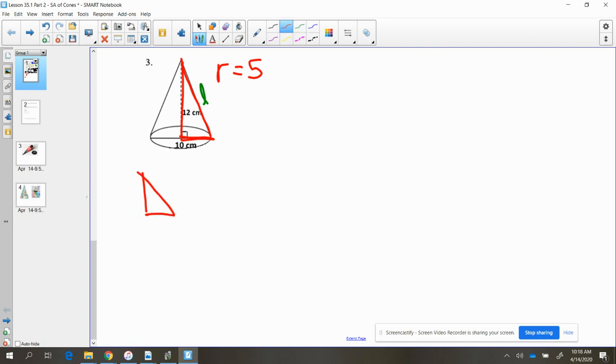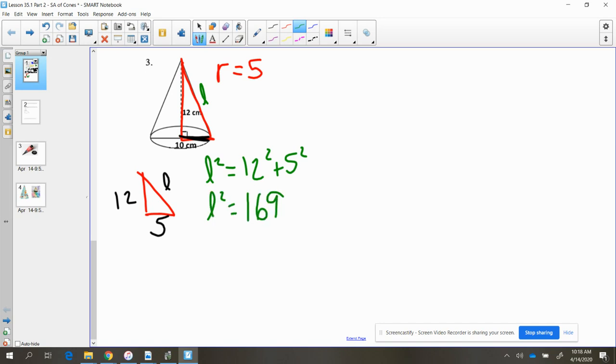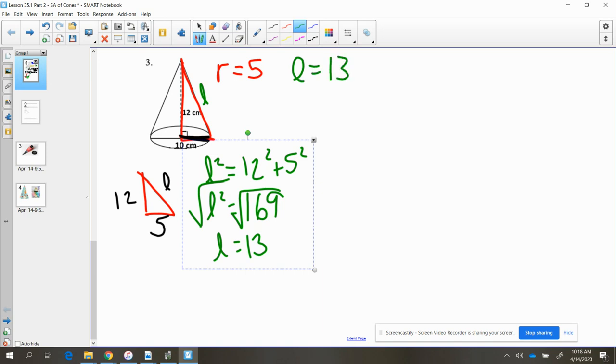So what we need to do next is calculate our slant height by using, just like the bell ringer, the Pythagorean theorem. Now, our height is 12. We also know that half of the diameter is that radius value of 5. So if we calculate now, L squared equals 12 squared plus 5 squared, we end up with L squared equals 169, and after we square root, L is found to be 13. So that slant height is 13.